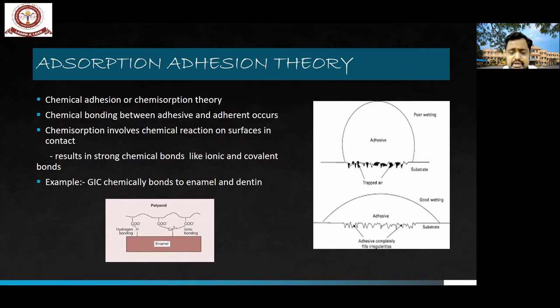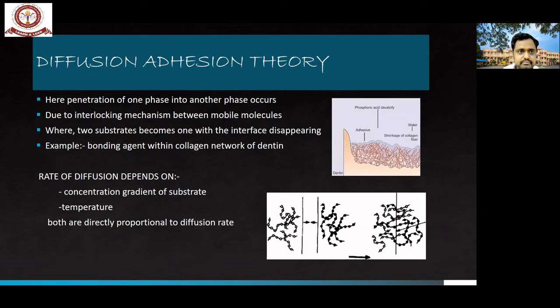It results in chemical bonds, either ionic or covalent, with the substance or substrate. Okay. So the third one is the diffusion adhesion theory. When there are two phases, the adhesive will go through them and form a single phase. Okay, it is called diffusion adhesion theory.